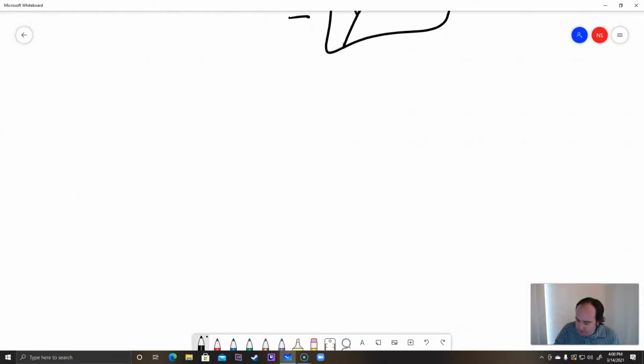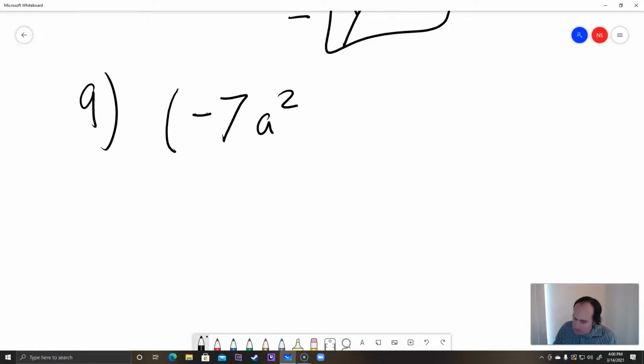Problem number 9. Okay, so for problem number 9, we're going to have a bit of a different problem. So for this one, we have parentheses, negative 7, a squared, b to the 5th, c. And then we're raising these parentheses to the second power.